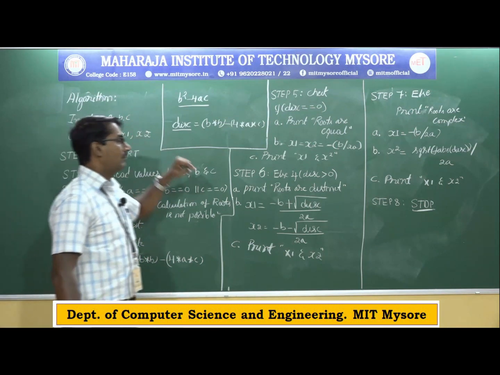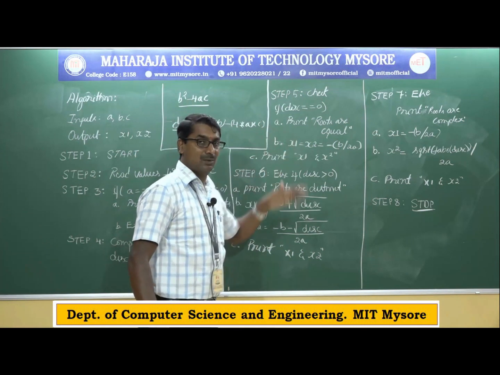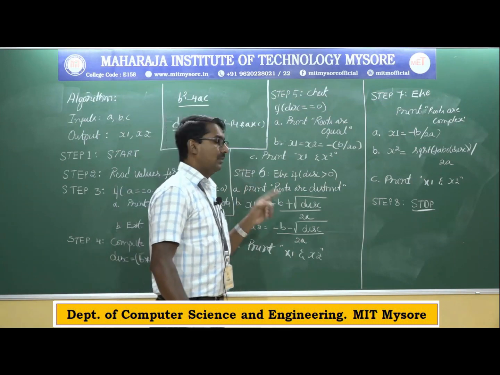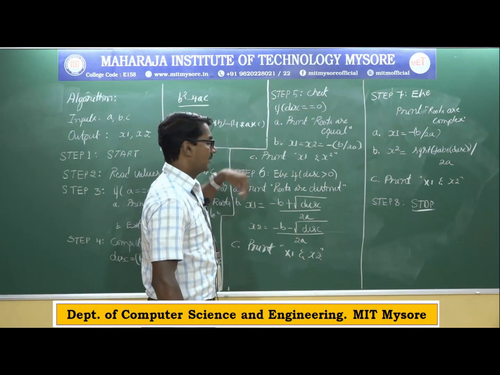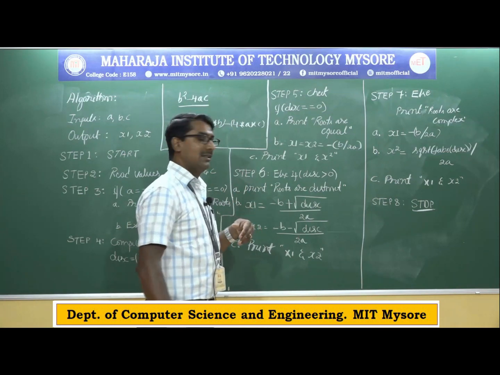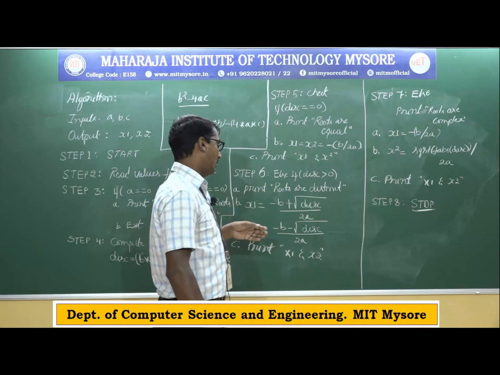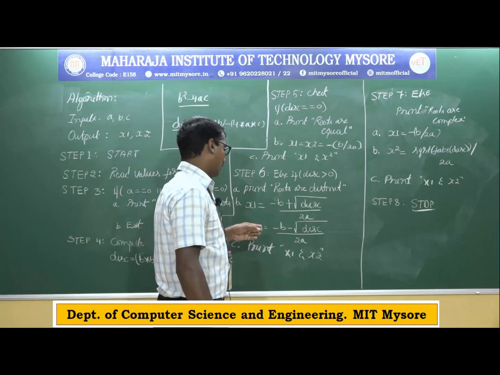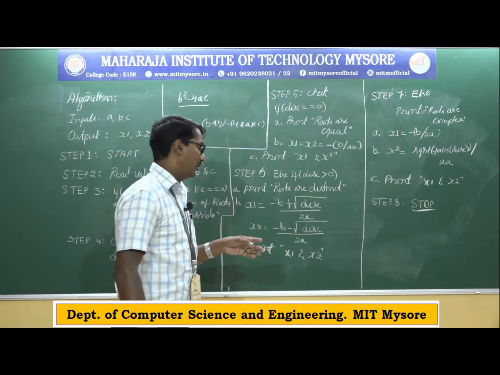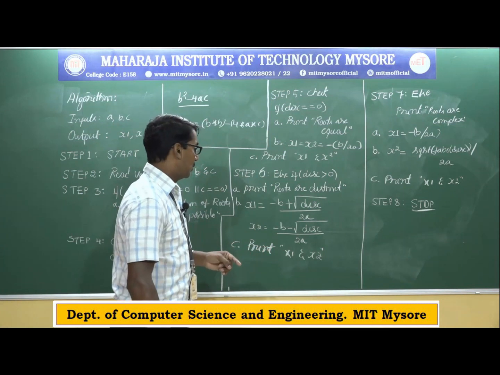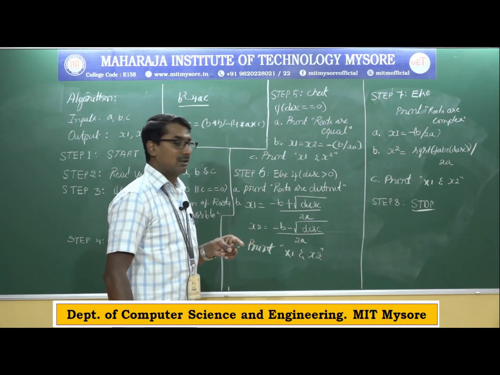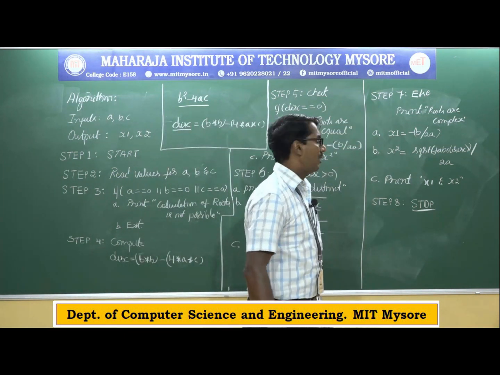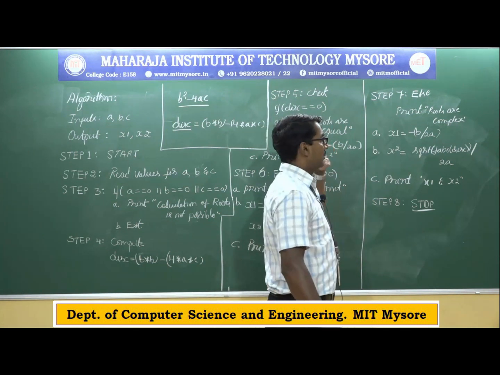If the value of b square minus 4ac is 0, then roots are equal. In that case, the value of x1, x2 is equal to minus b divided by 2a. If the condition is false and the discriminant value is greater than 0, then x1 is minus b plus square root of b square minus 4ac divided by 2a, and x2 is equal to minus b minus square root of b square minus 4ac divided by 2a. So, case 2 is the roots are distinct. Then the last case is, if the value of b square minus 4ac is less than 0, then roots are complex.